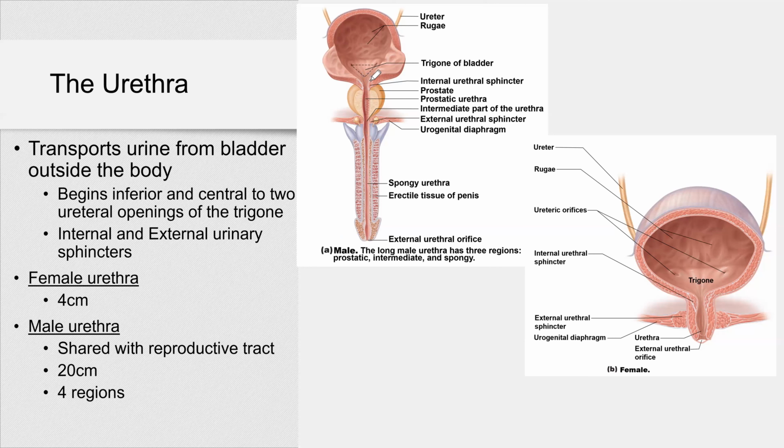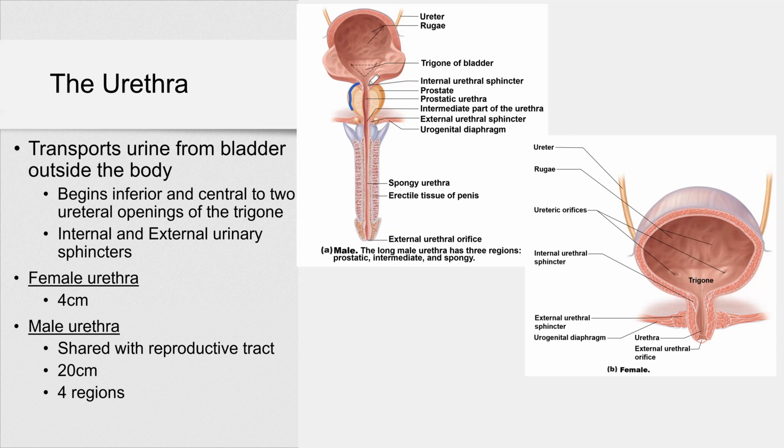Now, also in a male, the urethra is shared with the reproductive system. So in males, the reproductive and urinary systems are not completely separated. In females, we do not share the urethra with the reproductive system, because females have a vagina. The male urethra has 3 parts.